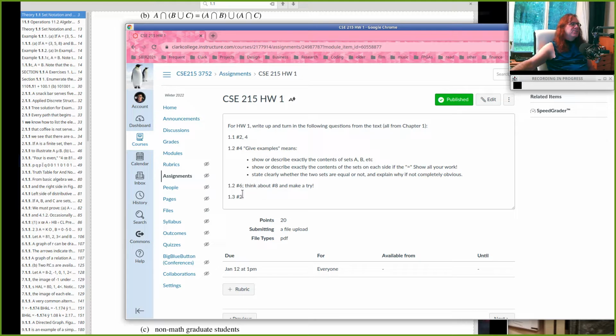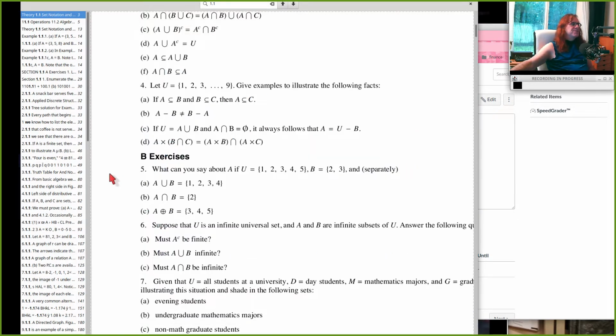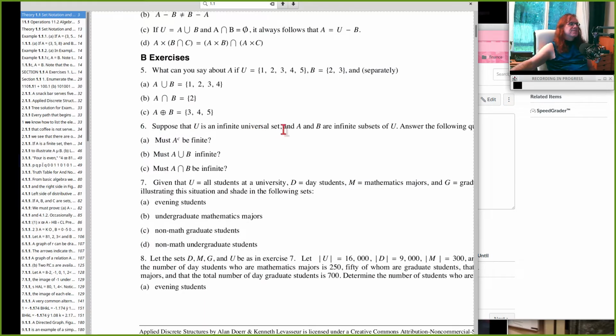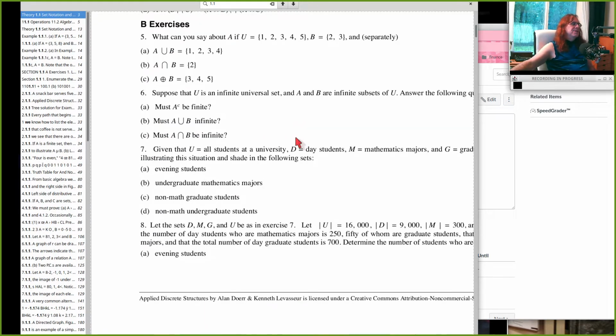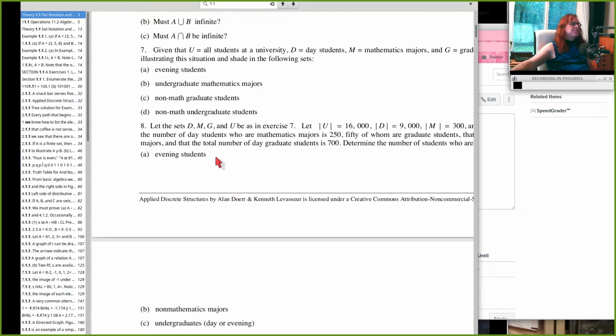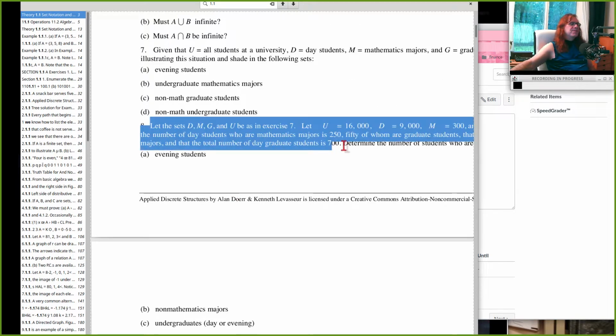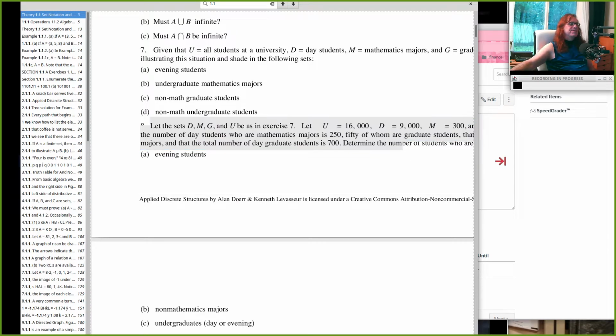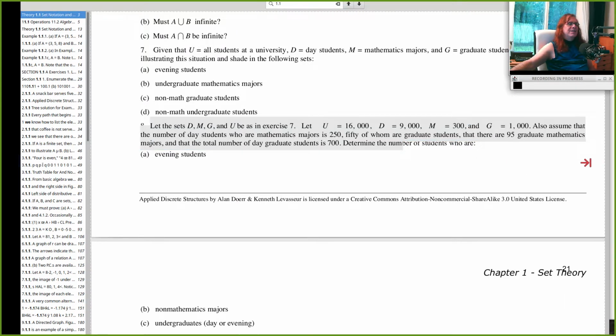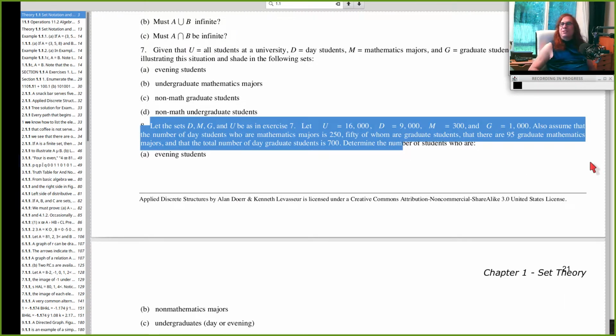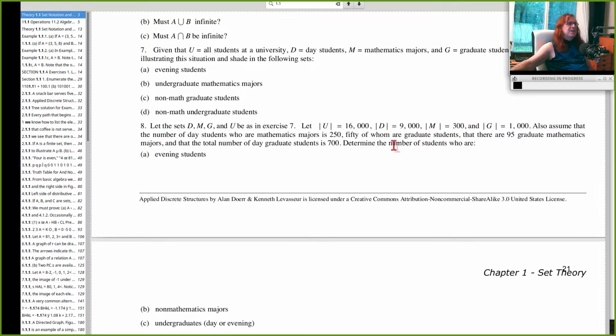All right, and then 1.2, number 6. Think about number 8 and make a try. So number 6 is talking about infinite sets, which we're also going to talk about today. Number 8, I want you to just sort of think about this and play around with it. It's a fun sort of problem. And later on, when we talk about counting, we'll see some pretty powerful machinery for attacking this in a very formal way. But just play around with it up front and think about it.